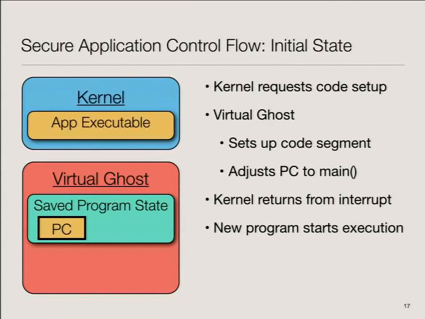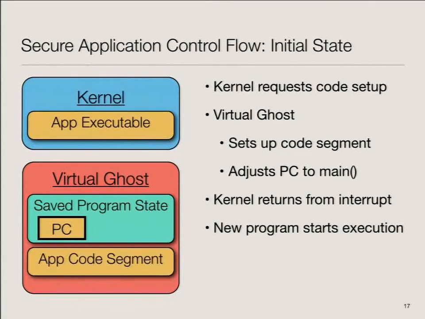So what Virtual Ghost does, it says, okay, I will set up the application code segment in the application's ghost memory. So now we have the application's code segment in ghost memory. The operating system kernel cannot arbitrarily modify the application's code, but the application can use it. And then Virtual Ghost will locate the virtual address of the main function and change the program counter to point to it. And then it returns back to the operating system kernel.